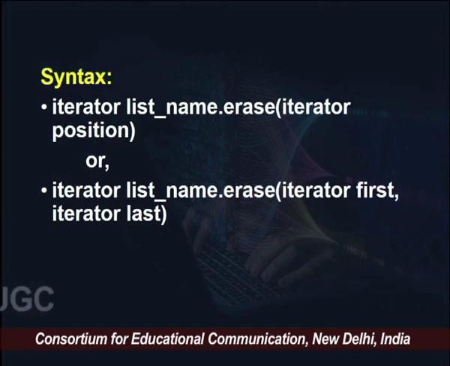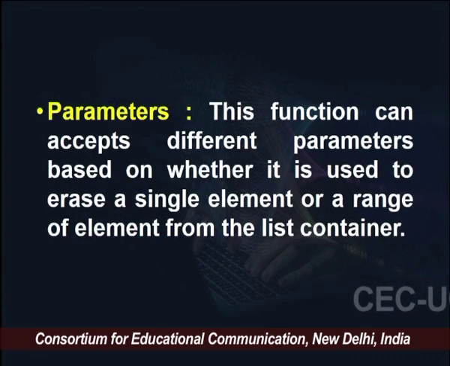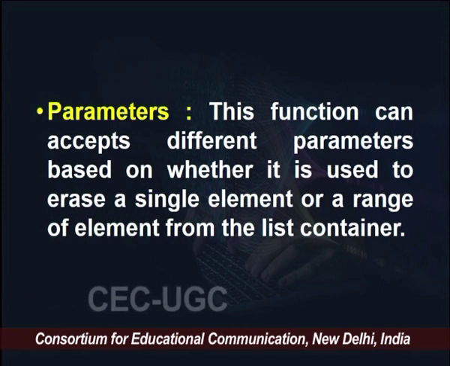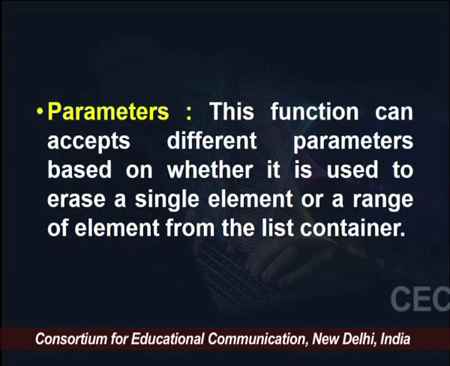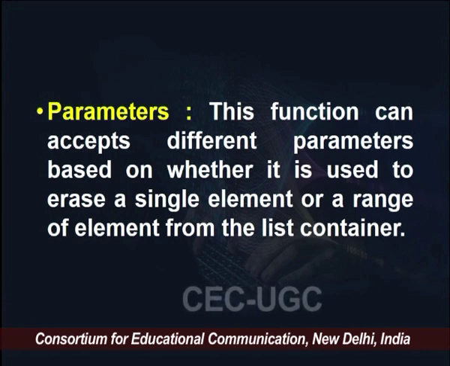The second version has two parameters. One parameter is iterator first and another parameter is iterator last. Starting from the first position to the last position, all the elements will be erased. So, depending upon your requirement, you can use erase to remove one particular element, or to remove a range of elements. One version takes a parameter which is the position, and another, overloaded version of the erase function takes the starting range and the ending range which is to be removed.